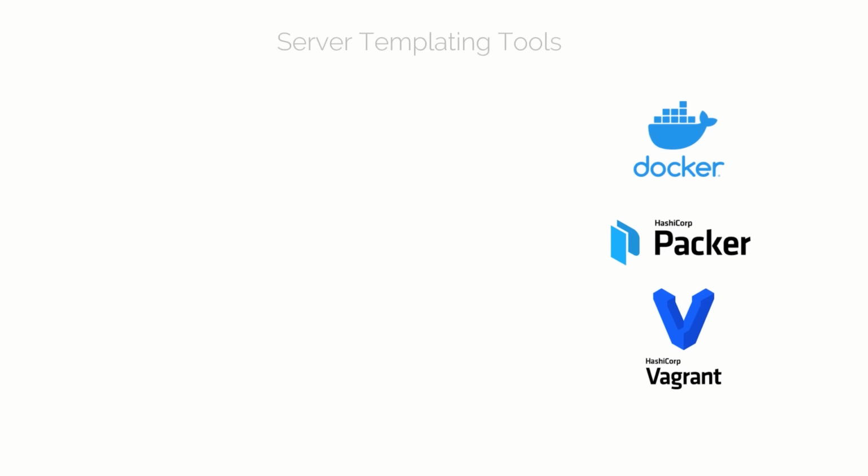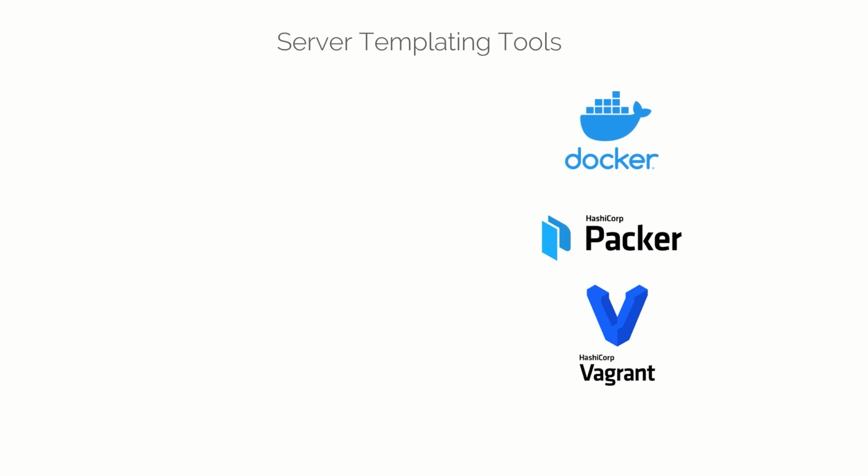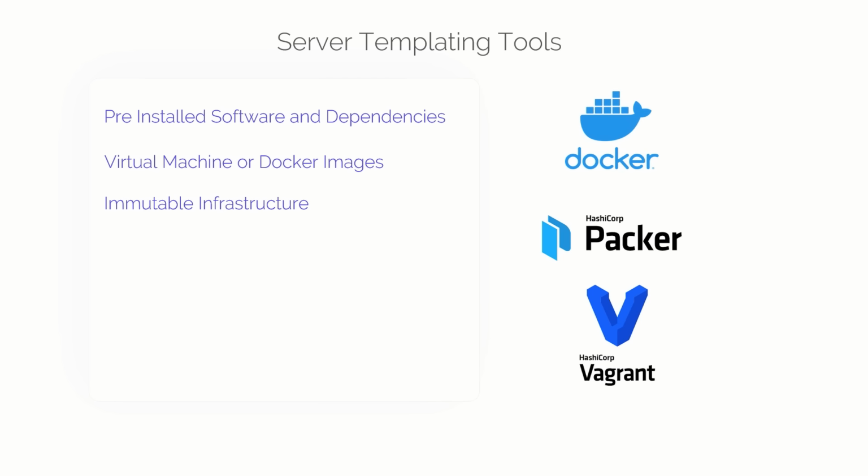Next, let's look at server templating tools. These are tools like Docker, Vagrant, and Packer from Hashicorp that can be used to create a custom image of a virtual machine or a container. These images already contain all the required software and dependencies installed on them. And for the most part, this eliminates the need of installing software after a VM or a container is deployed. The most common examples for server templated images are VM images, such as those that are offered on osboxes.org, custom AMIs in Amazon AWS, and Docker images on Docker Hub and other container registries.